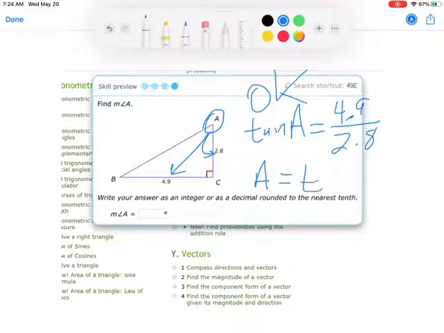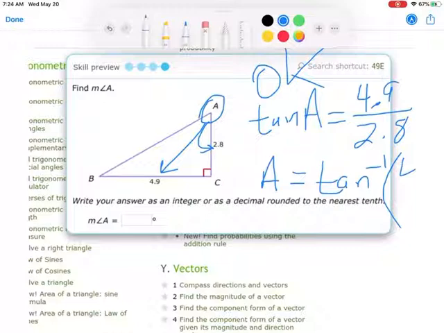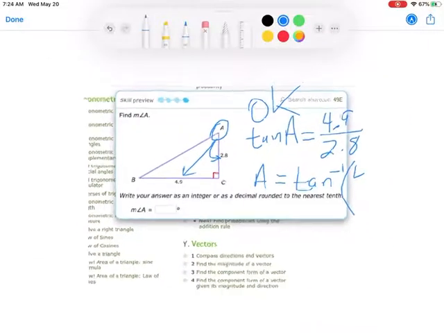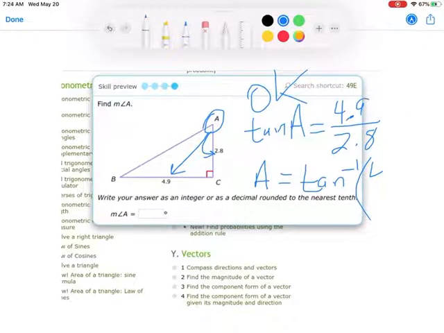That's that -1 thing on your calculators. So inverse. And again, Mathway is a great calculator website. Mathway.com. So to solve for A, you have to do the tangent inverse. So inverse tan of that, 4.9 over 2.8.